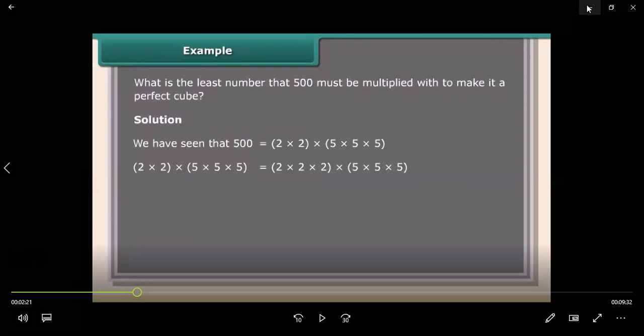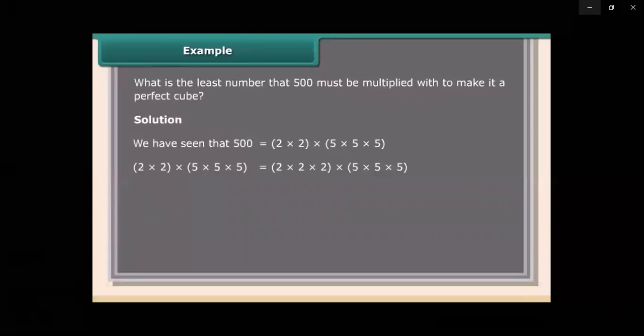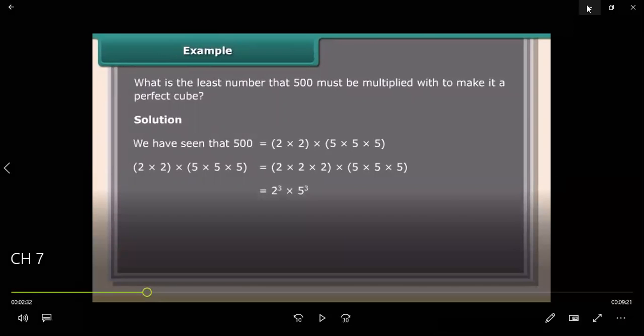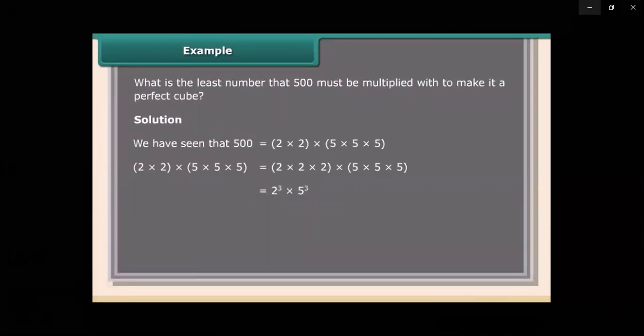In the case of square, we were making pairs of two numbers which we got in the prime factorization. But here we have to find triplets of the given factors of that particular number. So here we are getting the triplet of 5 initially, but we are not able to get the triplet of 2, which means that we have to multiply by 2 on both sides. So what we can observe over here is that if we multiply by 2 on the right hand side, we get 2 cube into 5 cube.